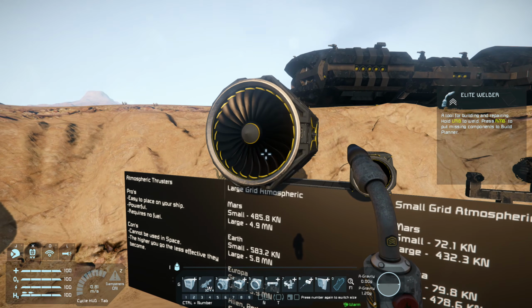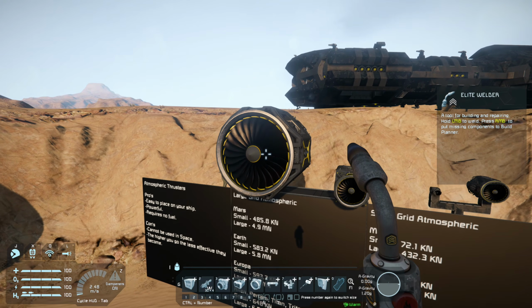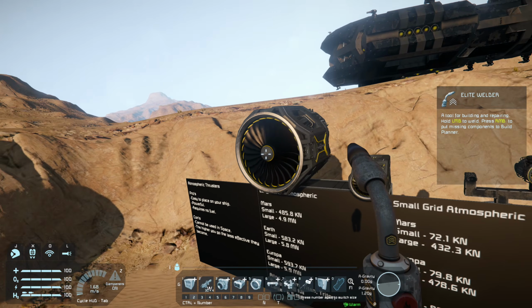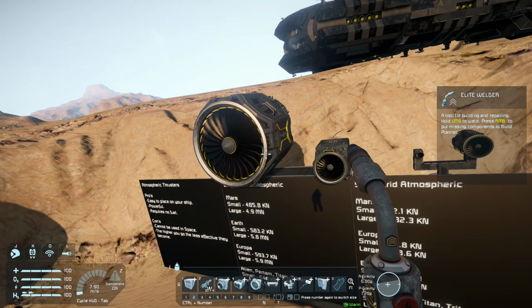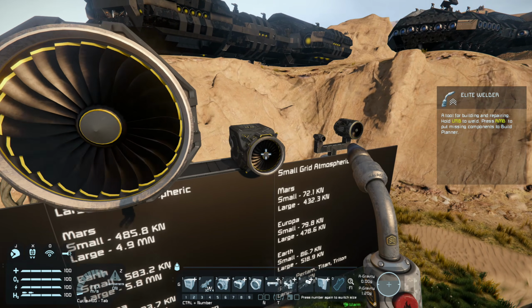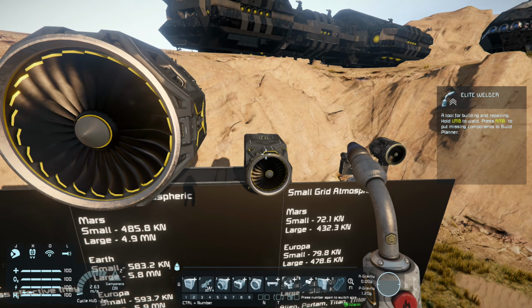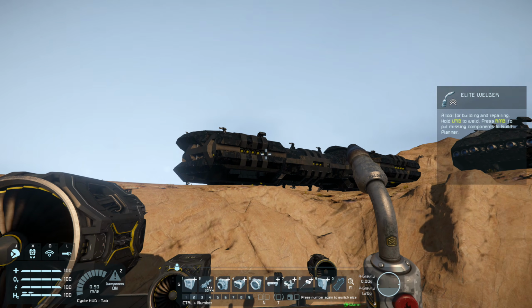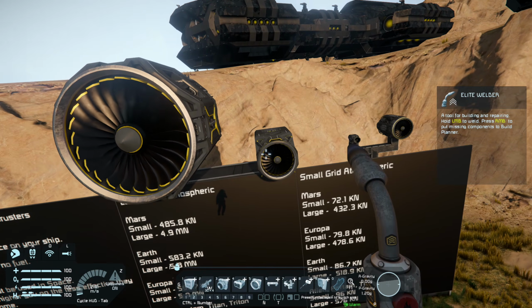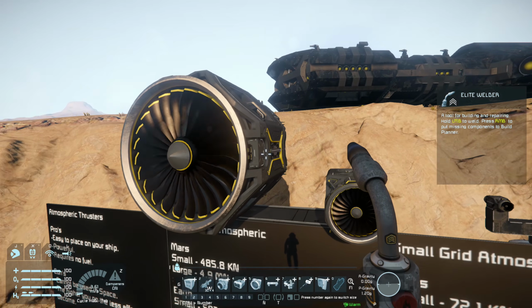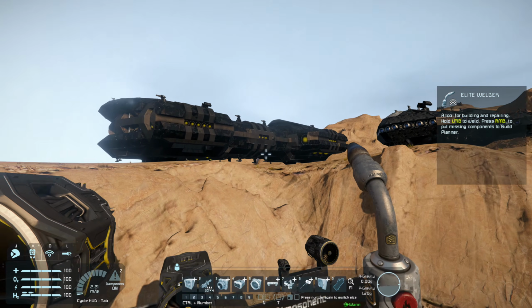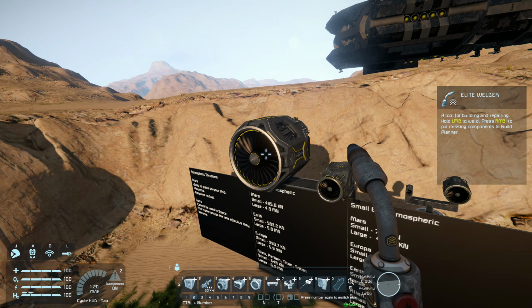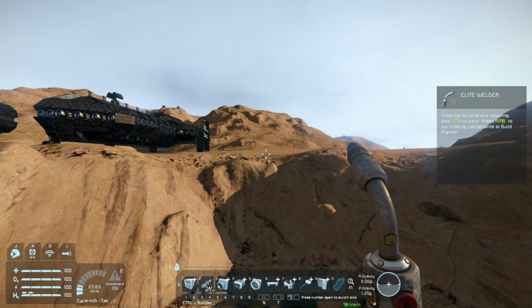So wherever possible, I would recommend that you use the large variants of the thrusters, whether they be large grid or small grid. Now, obviously, there are some cases where, I guess, constraints on the amount of room that you have on your ship require you to use these small thrusters. But in terms of lifting thrusters, like on the bottom of your ship, I would always recommend to do so with the large atmospheric thrusters.